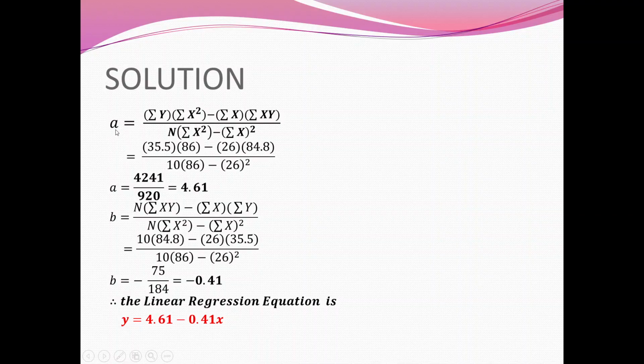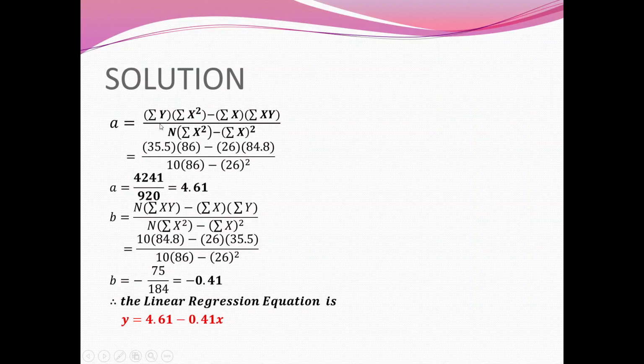And then using the linear regression equation, finding the y-intercept a and the slope b, for finding the y-intercept, we have the sum of y to be multiplied by the sum of x squared minus the sum of x to be multiplied by the sum of xy, divided by the number of observations n to be multiplied by the sum of x squared minus the sum of x raised to square.